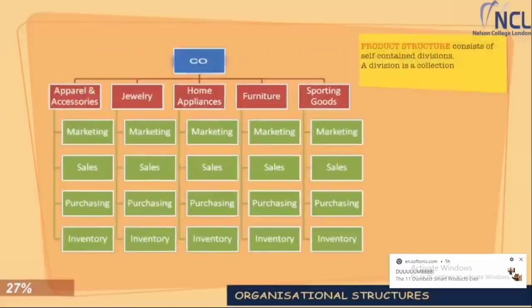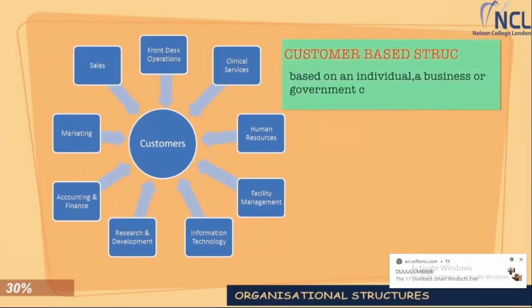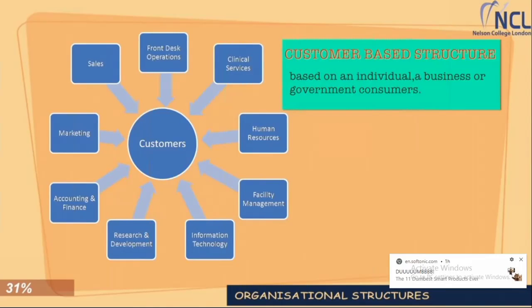Product structure consists of self-contained divisions. A division is a collection of functions which produce a product. And the last structure is customer base, which is based on an individual, a business, or government consumers.